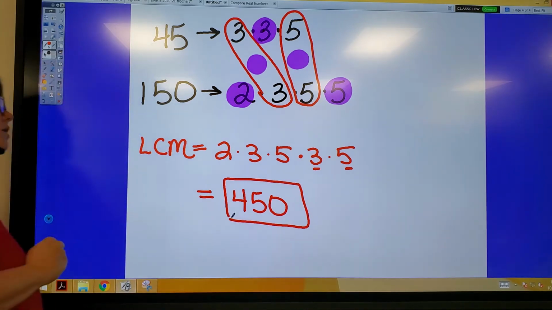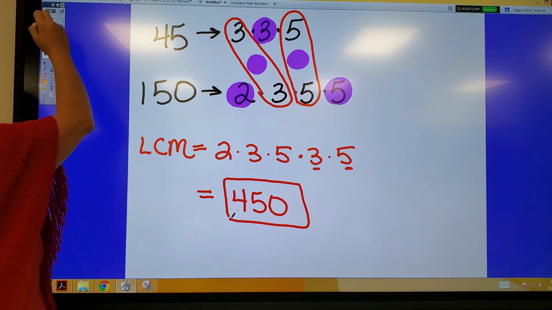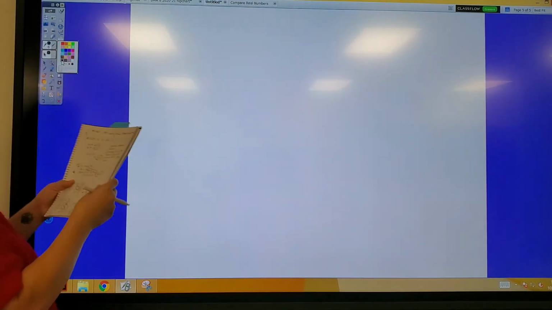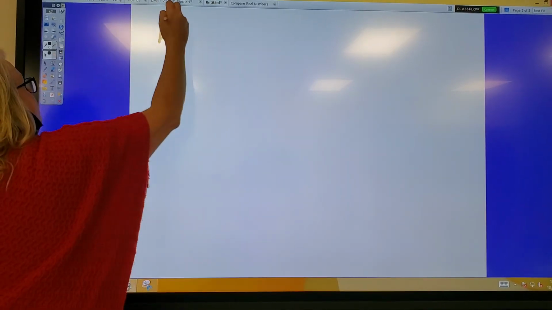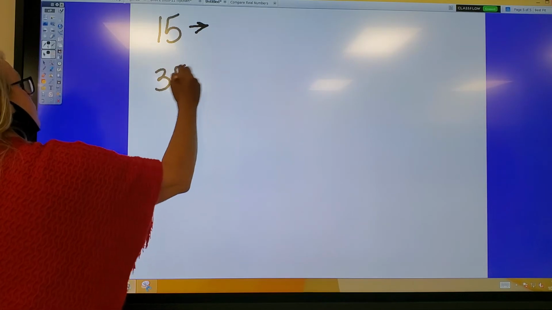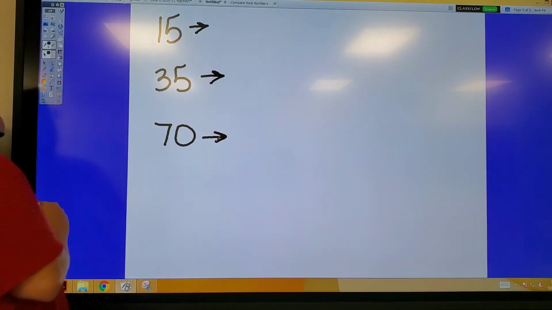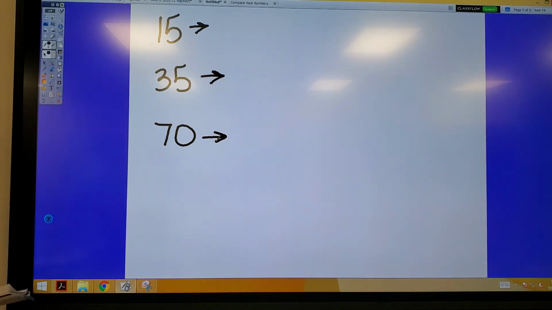Okay, this will also work if you have more than just 2 numbers that you need to find the LCM of. So we're going to do one of those, and then we'll move on to monomials. So we're going to use the numbers 15, we'll use that 15 again, 35, and 70. So let's do this one kind of together, because there is something that I want to point out about it that's a little bit different than the others.